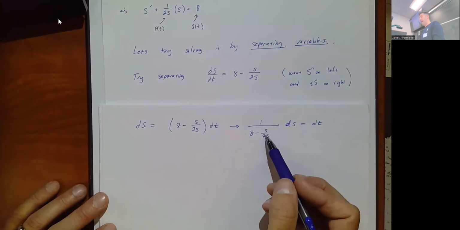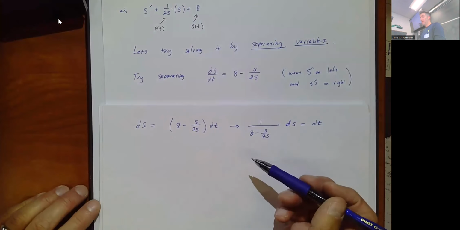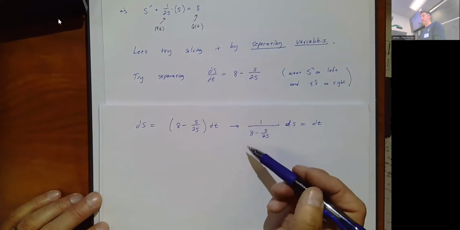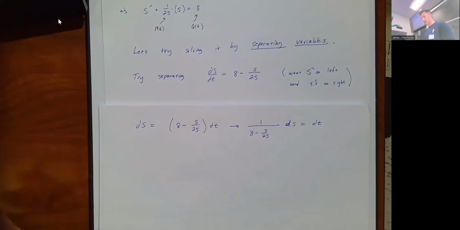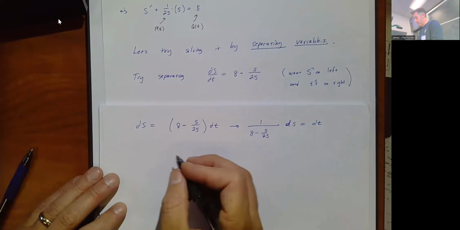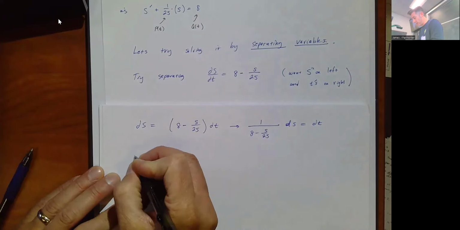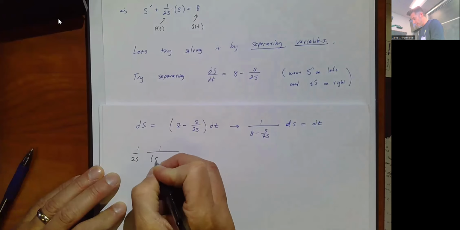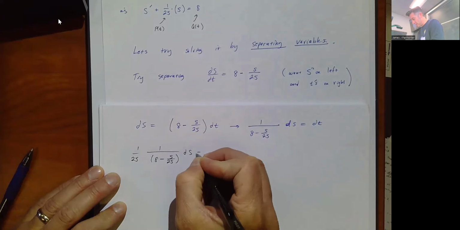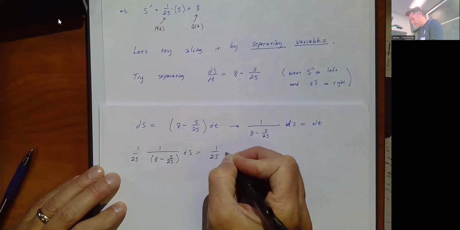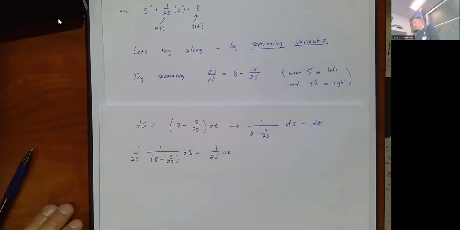I would rather not have s over 25 in my denominator. So I might multiply this left-hand side by 25 over 25. Actually, I'd probably multiply both sides by 1 over 25 if I was really being perfectly honest. So I would probably rewrite this as 1 over 25 times 1 over 8 minus s over 25 ds equal to 1 over 25 times dt. We're just doing the same differential equation we ended last class with, but we're doing it using separation of variables now.